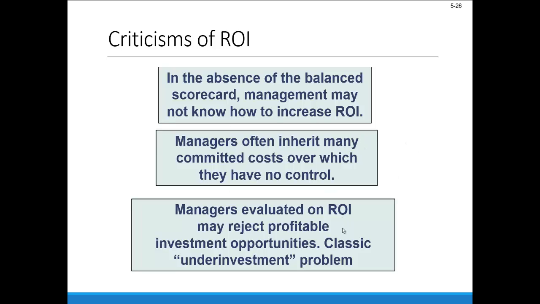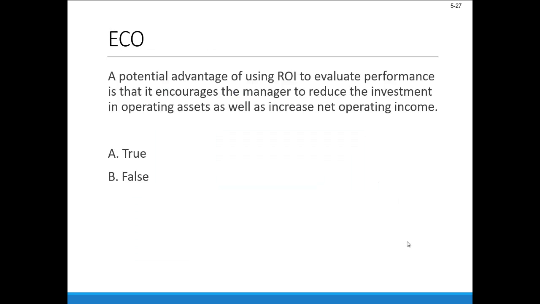And managers evaluated on ROI may also reject profitable investment opportunities from the company's standpoint. It's referred to as the classic underinvestment problem. In other words, if a manager is evaluated based on ROI, they're going to want to pursue investments that can increase their overall ROI. In some cases, we may have investment opportunities that don't increase a manager's individual ROI, but are greater than some required return that the company has in mind, and managers might be rejecting those. So again, referred to as the classic underinvestment problem. So let's take a quick sidebar and think about this.